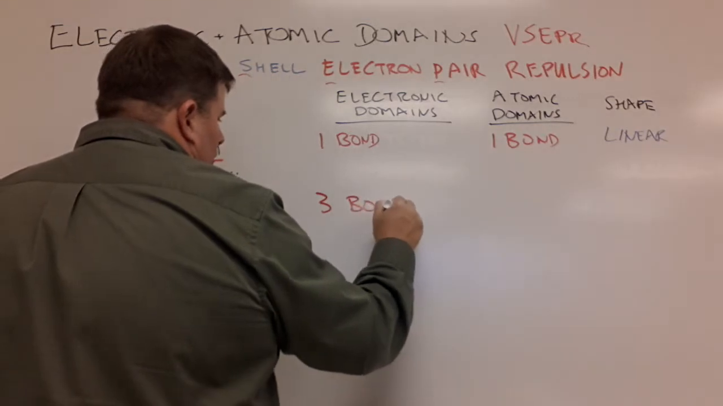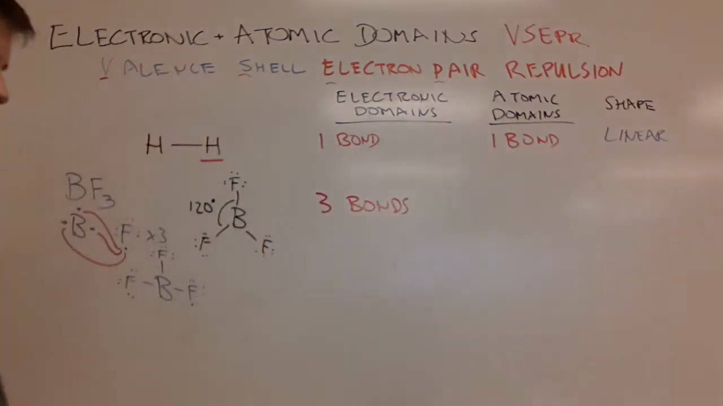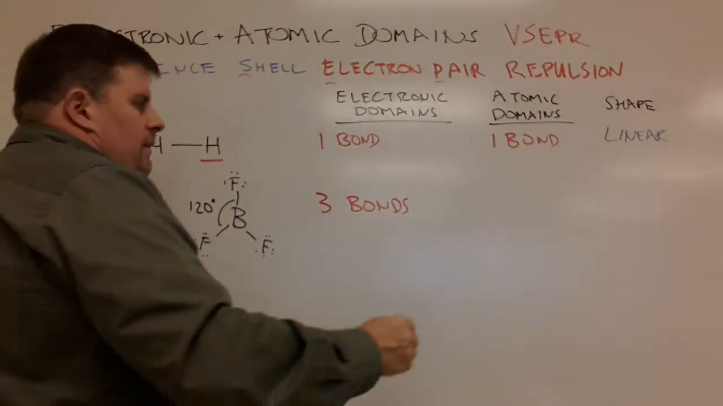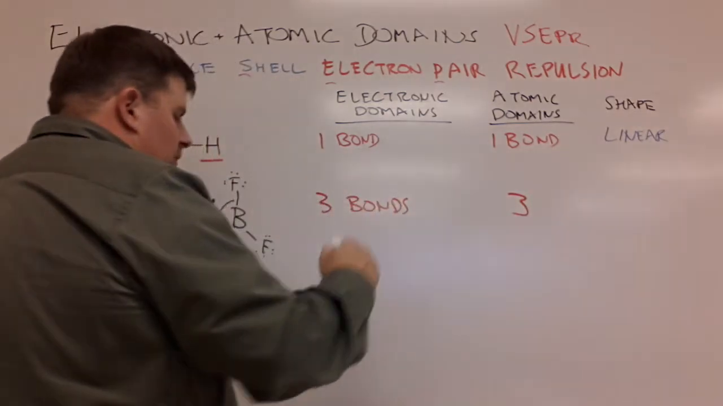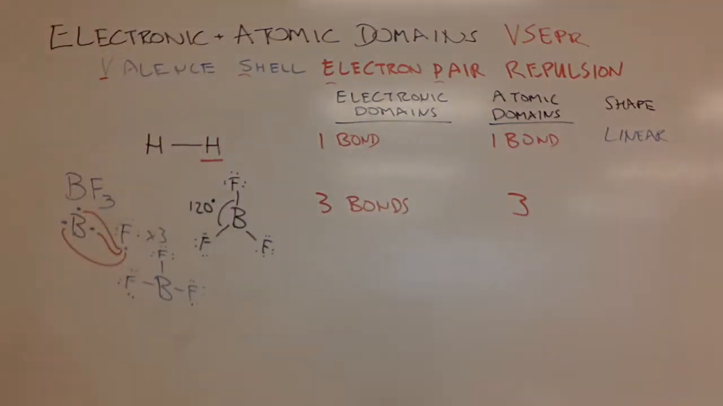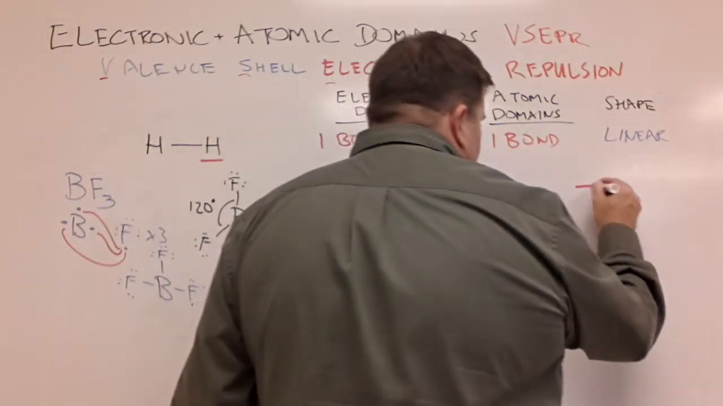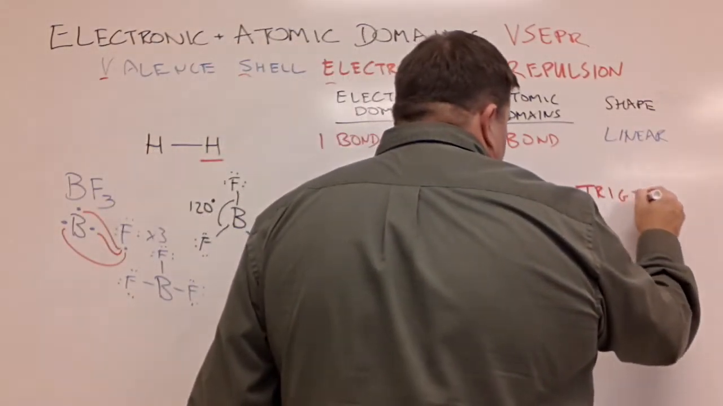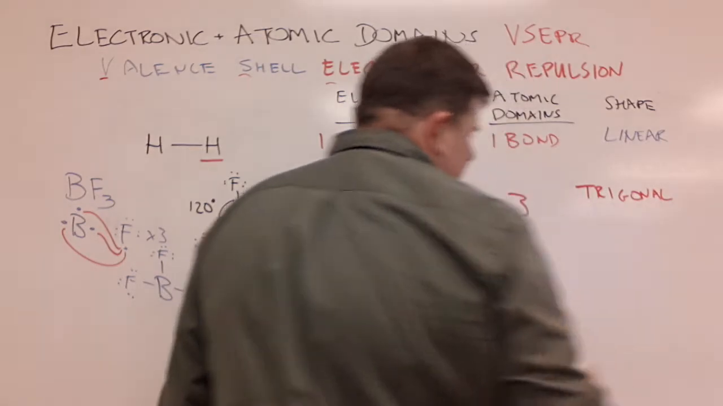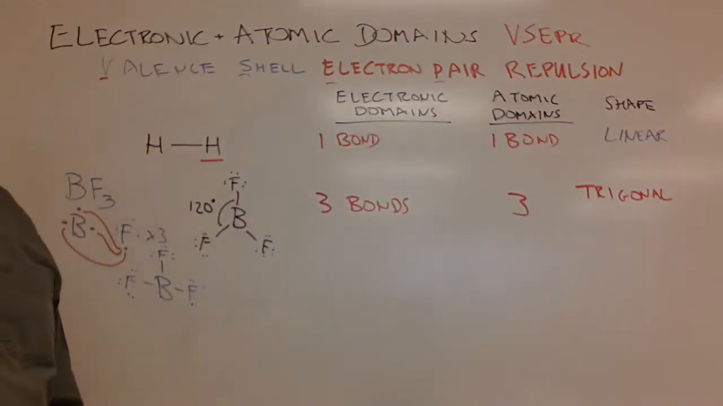I have no lone pairs around the boron. My atomic domains are 3. I only count the bonds here for BF3. So what's the shape? You're thinking triangle. You're right. So this is triangle. But we're scientists, and we like to sound nerdy, so we call it trigonal.